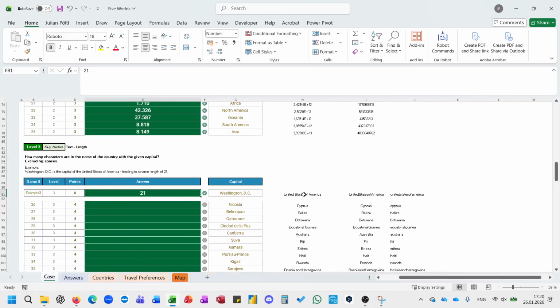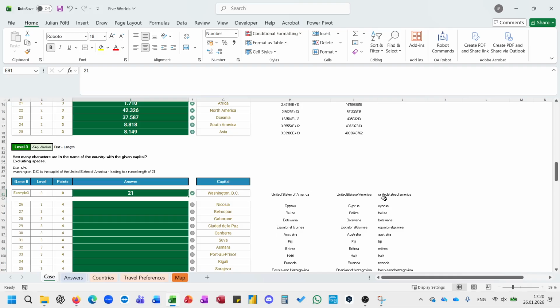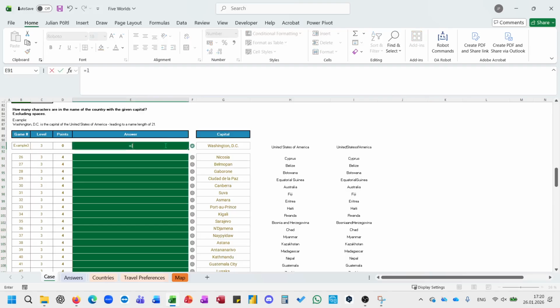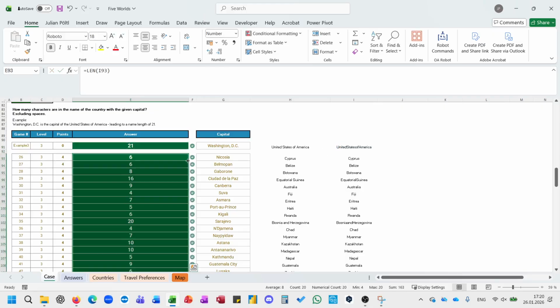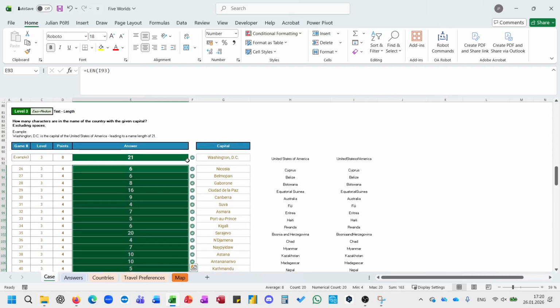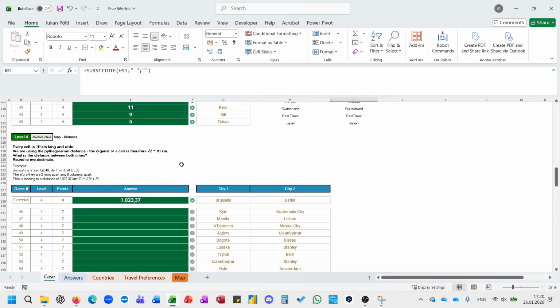How many characters? And then we use LEN of the substituted stuff here. Sorry, I was thinking about another level. Yes, and that's it. You can also write this in a single formula, of course, but I wanted to show you this separately.